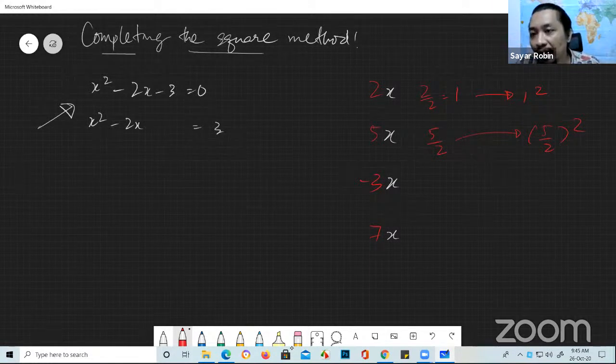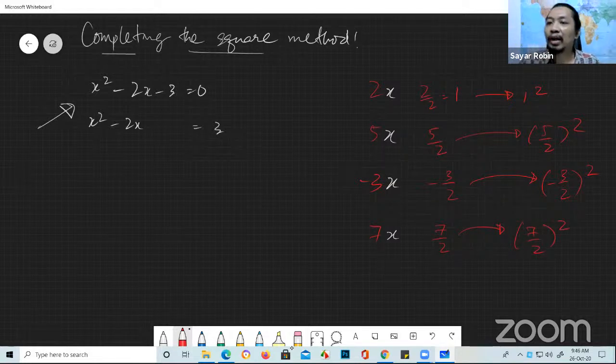So the coefficient of x is -3. So -3 over 2 needs to be raised to the power 2. -3 over 2, the whole squared. Okay, and then 7x. The coefficient of 7 must be divided by 2. That's going to be 7 over 2, the whole squared. Okay, which is to be completed to the equation.